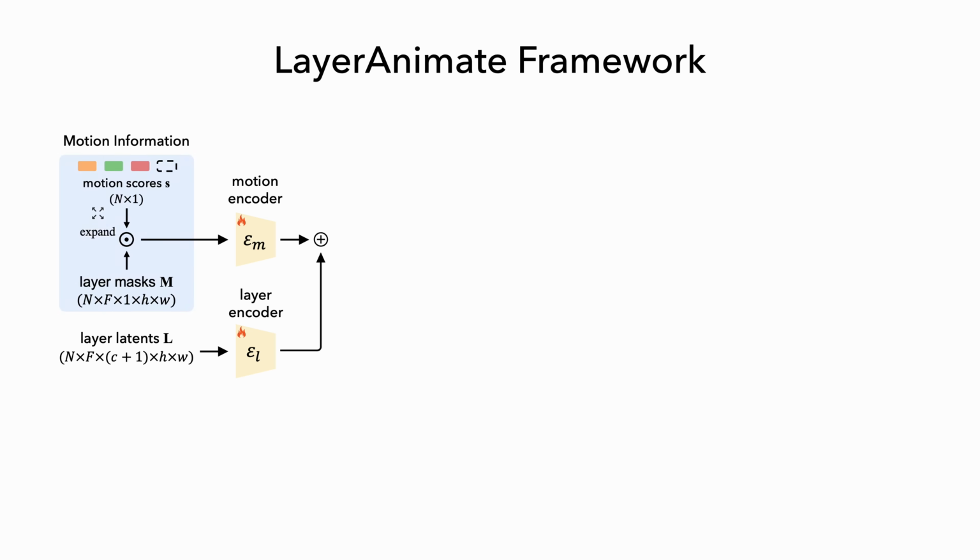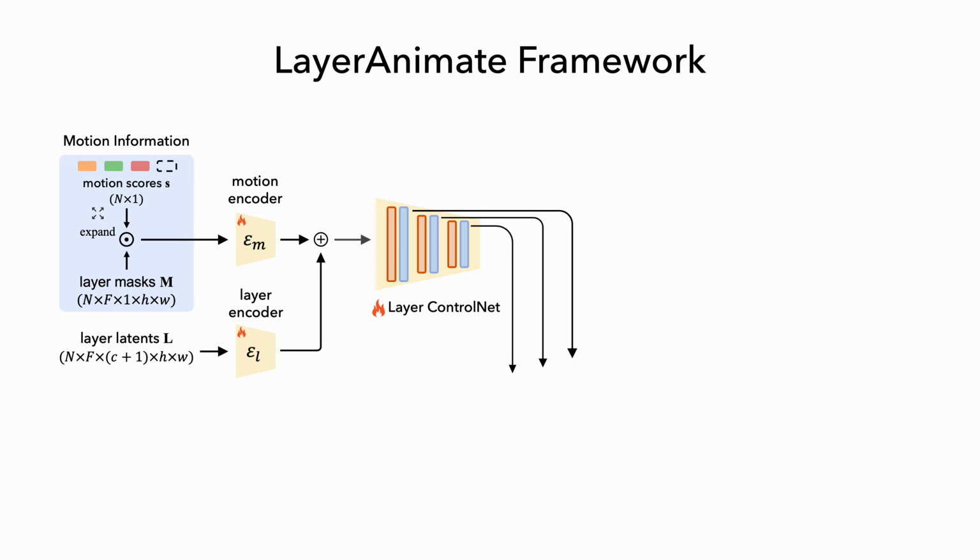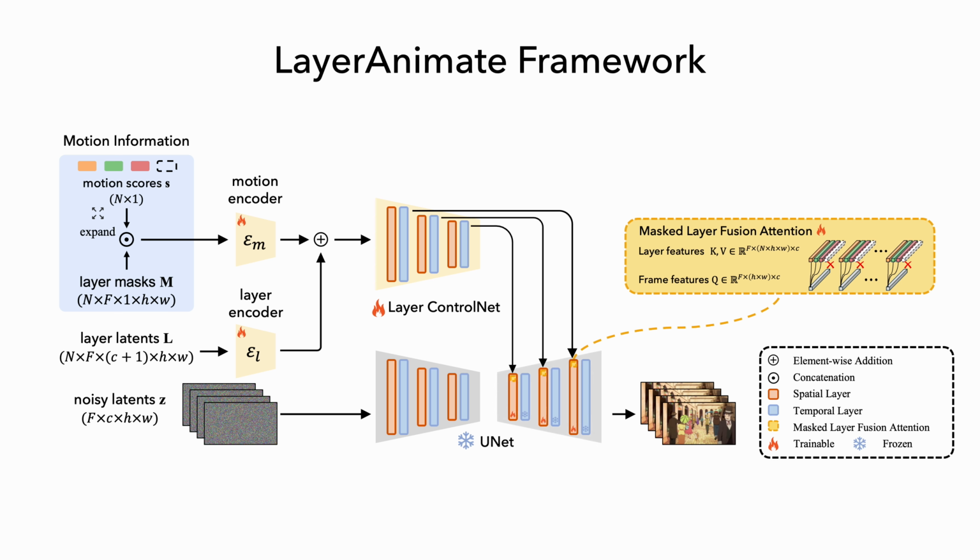In the framework, we utilize layer-specific motion information to provide motion control. Here, we use scores as motion information. Not only that, sketches can also be utilized for this purpose, which is demonstrated in the latter part of the video. The layer latents and motion information are combined and fed into layer controlnet to guide the denoising unit.